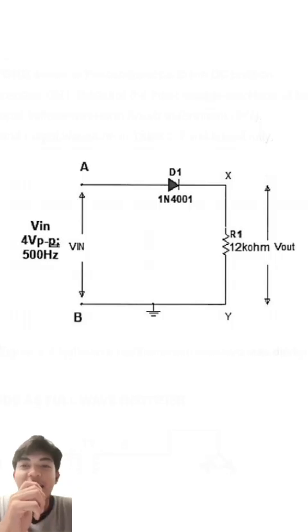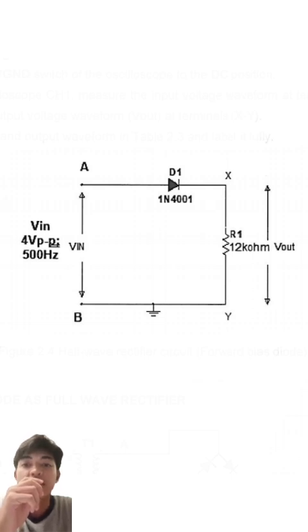Okay, next, let's talk about rectifier circuits, which are used to convert alternating current or AC into direct current or DC. There are two common types. First, the half-wave rectifier, and second, the full-wave rectifier. Okay. First, we go to the half-wave rectifier.